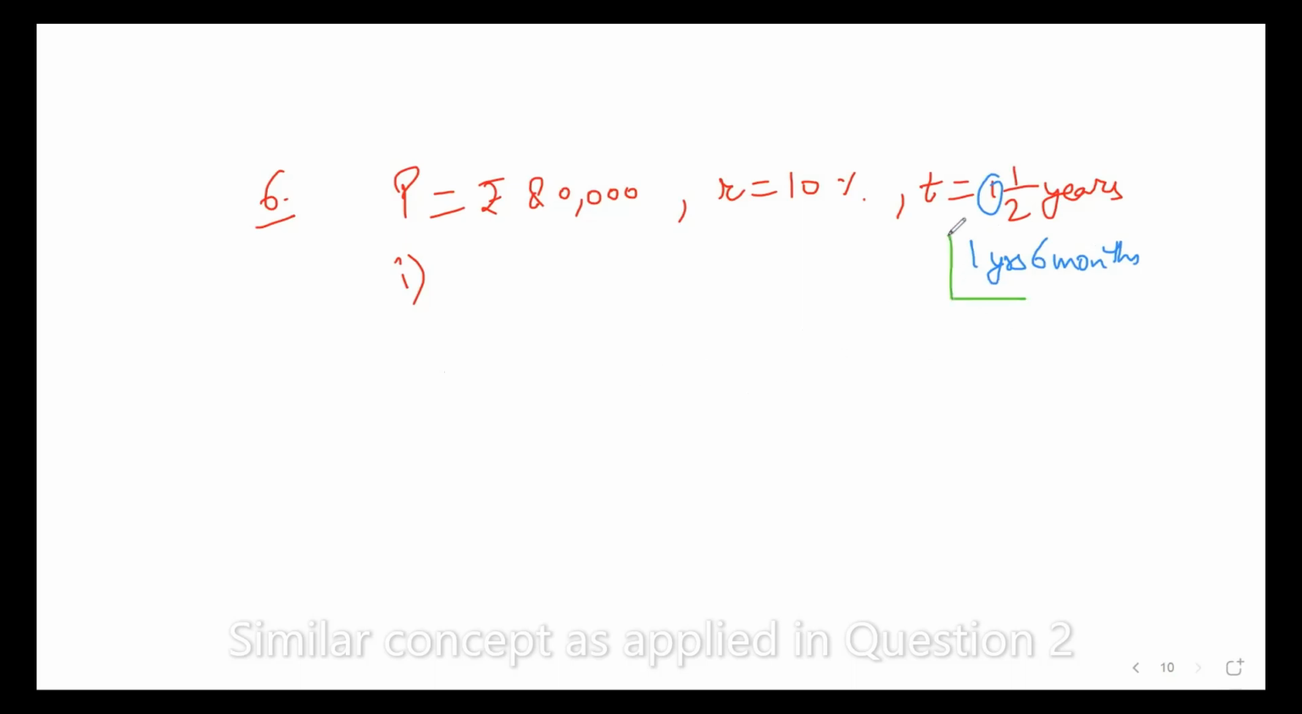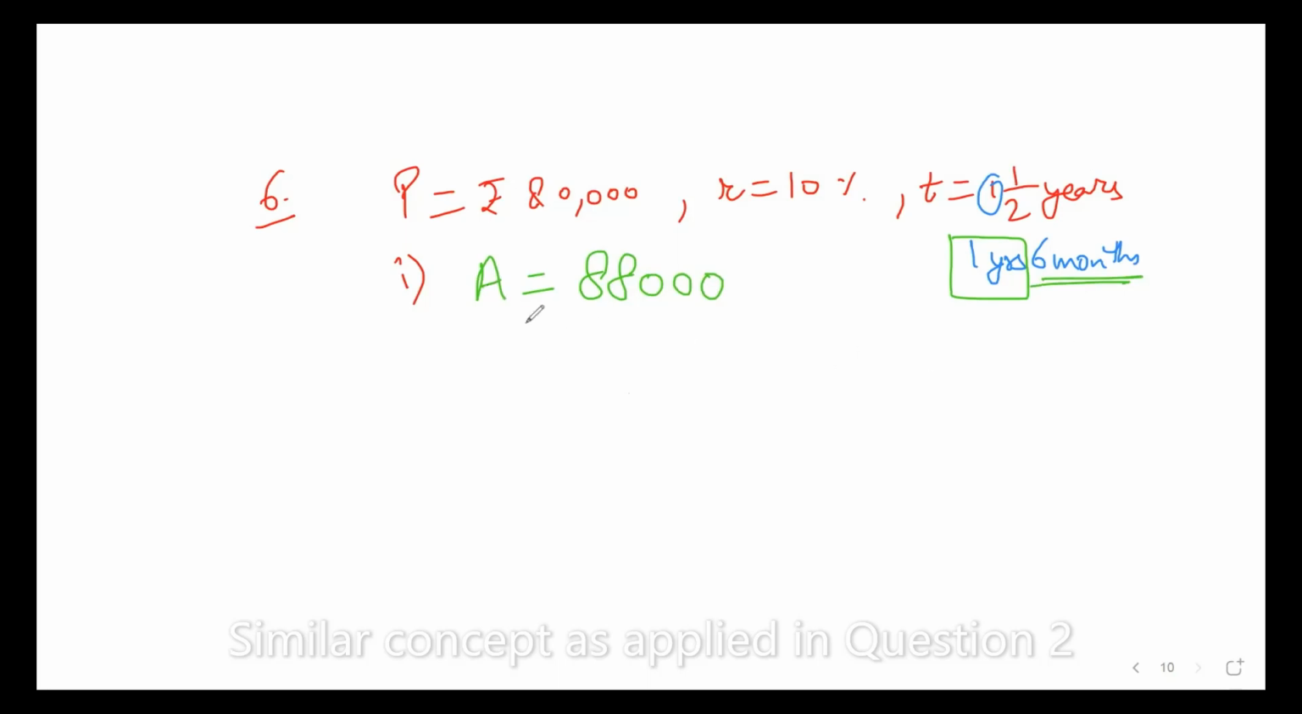So we'll consider the time as 1 year, principal 80,000, rate 10%, and then we'll apply the amount formula and calculate the amount. When you solve it, you will get the amount value as 88,000, considering principal 80,000, rate 10%, and time 1 year. Now the time is not over, 6 months remain, that is half year.